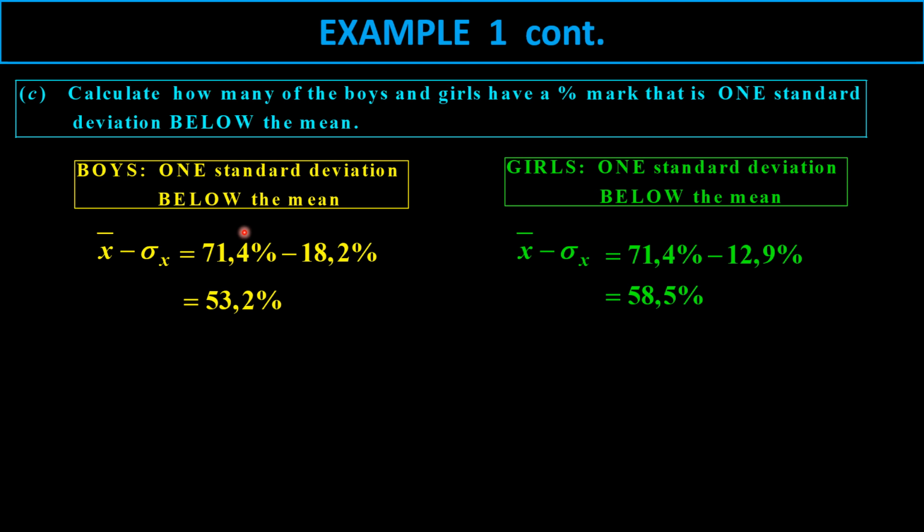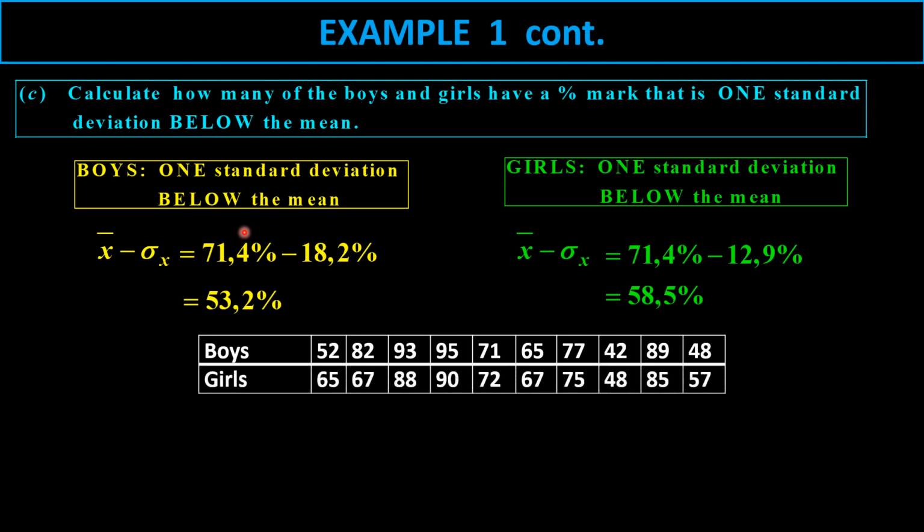Okay, but the question says how many of the boys. So let's look at our table that we have there. So if we look at the boys, how many of the boys have a percentage less? Below means less than. So let's see, less than 53. So we can see it is going to be, that's correct, it's 52. And another one, that's correct, it's 42. And another one, 48. So how many of them are there? That's correct, there are 3 boys, right?